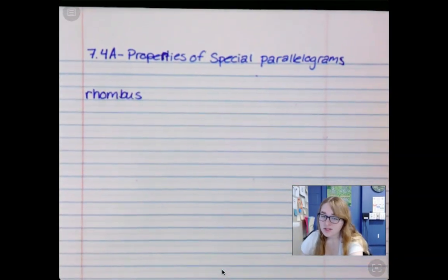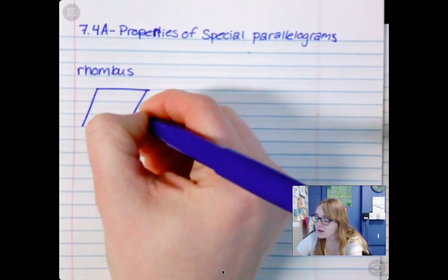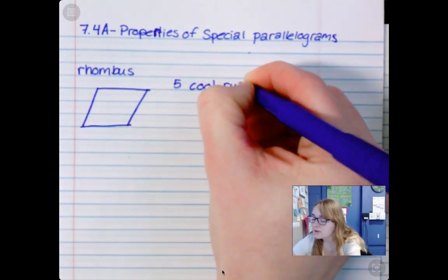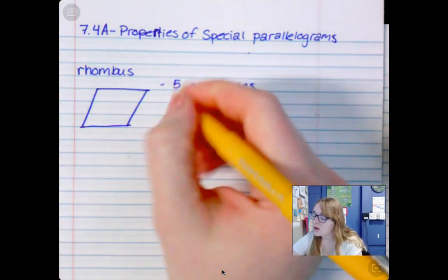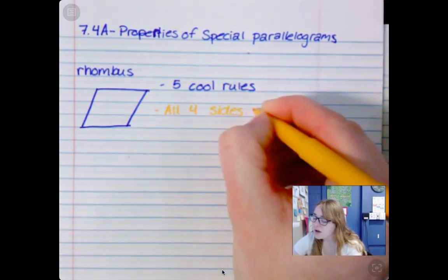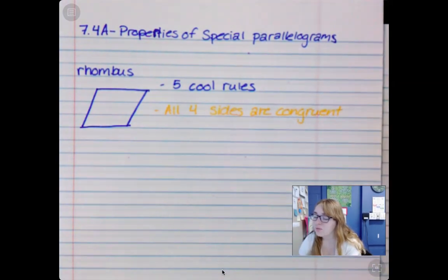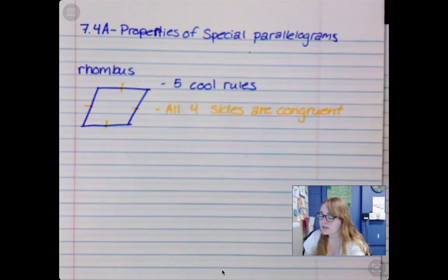Okay, so a rhombus, just like I said, will have our 5 super cool rules. Let me draw a picture of a rhombus here. So it will have our 5 cool rules. And then our new rules for a rhombus, the new properties here, is that all 4 sides are congruent. Okay, so this is something unique to a rhombus that is not for every parallelogram. All 4 sides are congruent, so I will add a tick mark once on each of the sides.